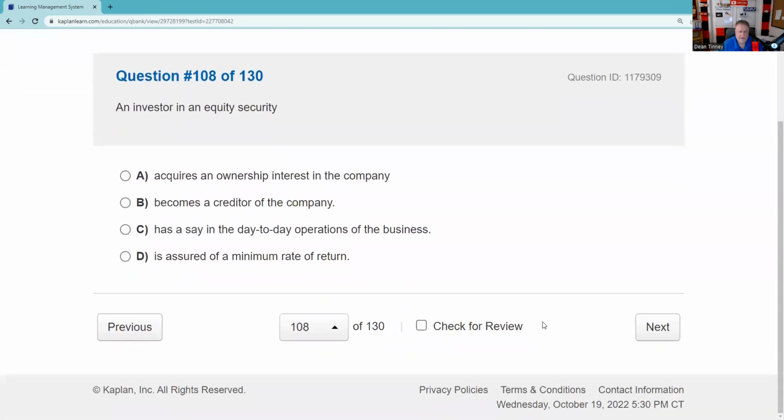An investor in an equity security acquires ownership interest. Yep. Corporations are capitalized with equity and debt. Equity comes before debt. Creditor, no, that would be buying the bonds. No, you don't have a say in the day-to-day. You're assured a minimum rate? No. So you're an owner. You're an owner of the company.